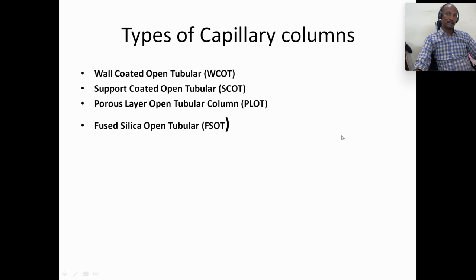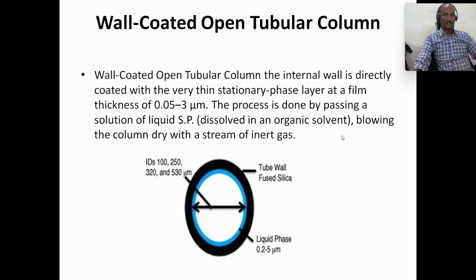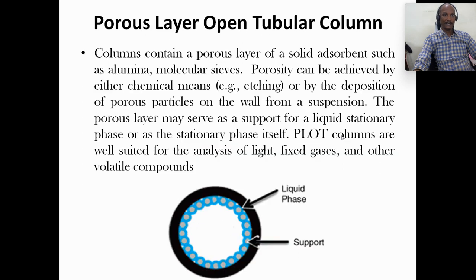What are the different types of capillary columns? Totally four different types of capillary columns are used. One is wall coated open tubular, popularly called WCOT. Support coated open tubular, popularly called SCOT. And a porous layer open tubular column, called PLOT. Fused silica open tubular, FSOT. These are the four different types of columns that are available.